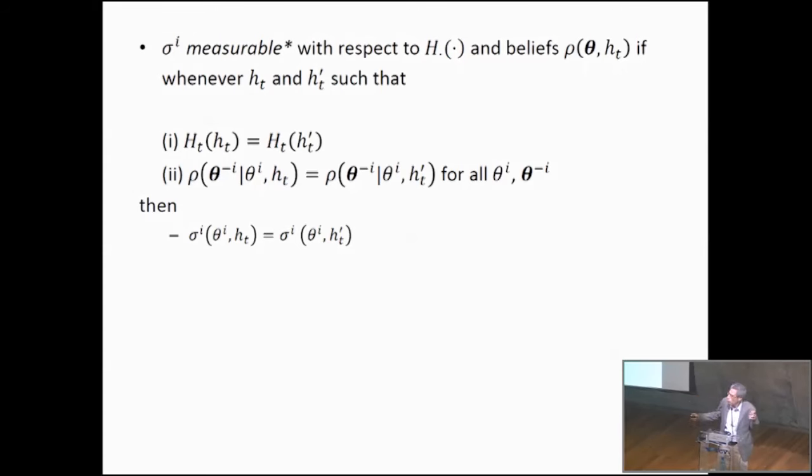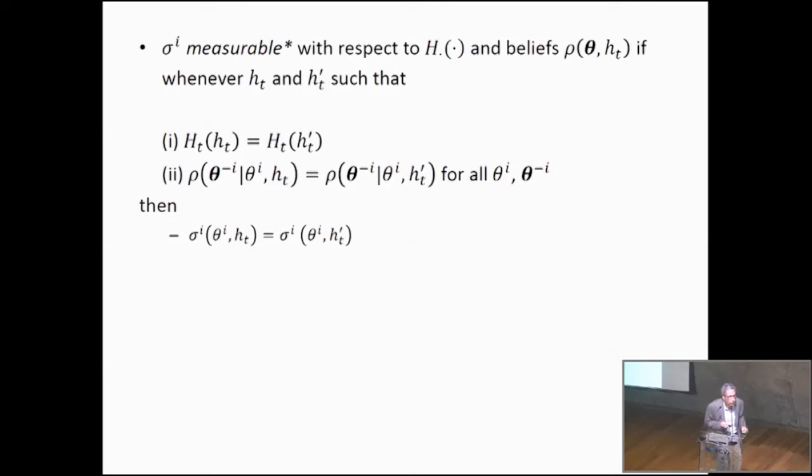So the important difference here from before is that we now have this requirement that beliefs be the same. Even if the histories are in the same element of the partition, if the beliefs are different about other players' types, then player I might want to behave in a different way after HT and HT prime. And that's why we need this second requirement, that not only are HT and HT prime in the same element, but the beliefs about other players' types are the same after HT and HT prime.